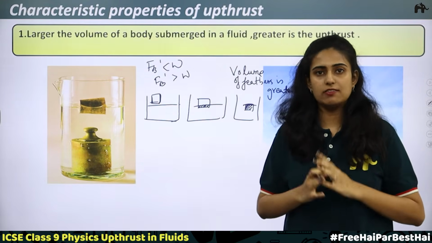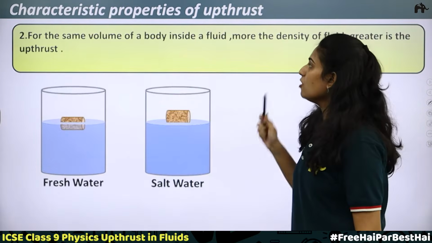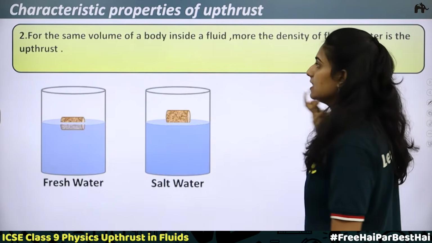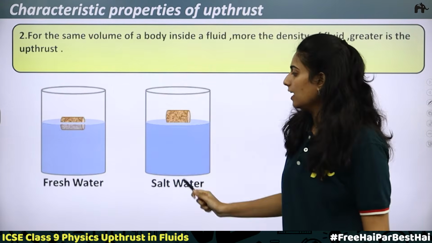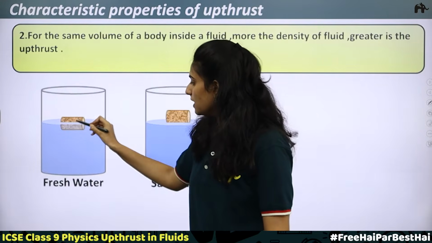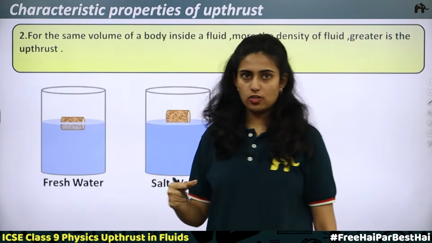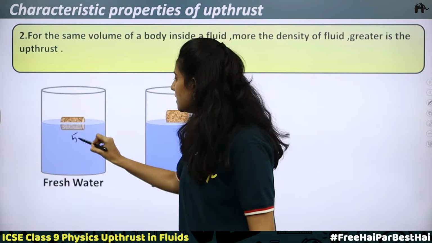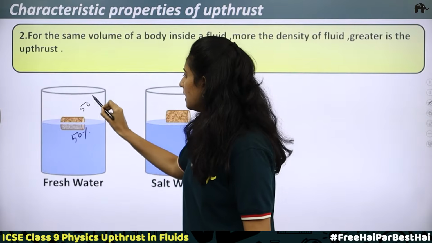Okay, only gravity will be acting. Second is, for the same volume of a body inside a fluid, the more the density of the fluid, the greater is the upthrust. Consider a case where you are taking fresh water, and here you can see a piece of wood placed on the surface of fresh water. What happens? You can see that it is floating with 50% inside and 50% outside.